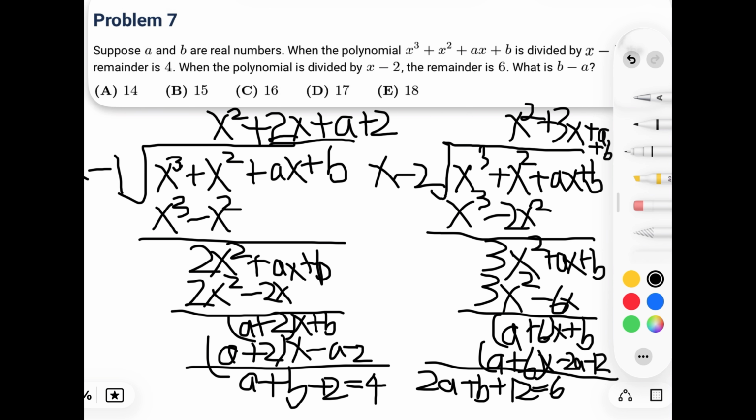Now we have two equations, which are a plus b is equal to 2, and 2a plus b is equal to negative 6. So a is equal to negative 8, and b is equal to 10. So we have 10 minus negative 8, which is 18.